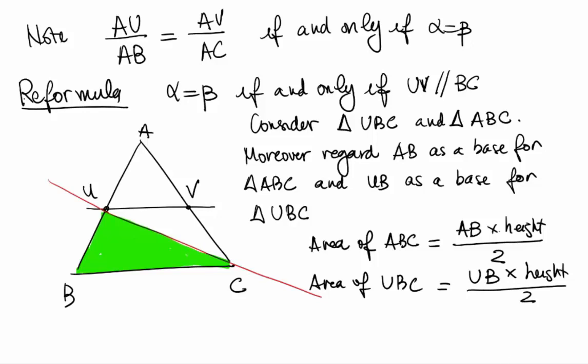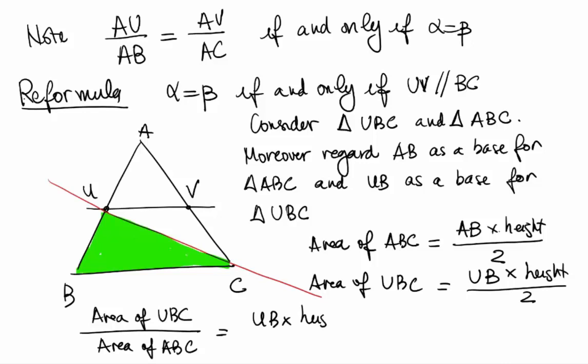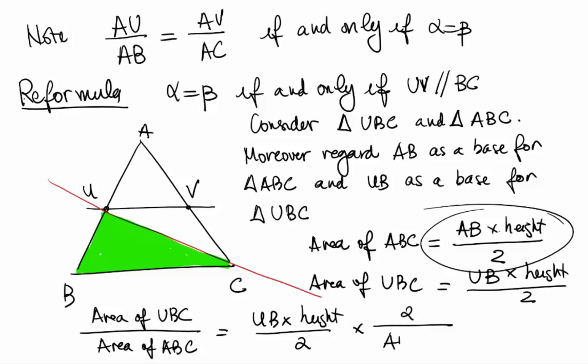over 2. Now, if we take the ratio of area of UBC over the area of ABC, we'll get UB times height over 2 times the reciprocal of this quantity, which will then be 2 over AB times height. Then we can cancel the heights, and then we can cancel the 2, and we get UB over AB.